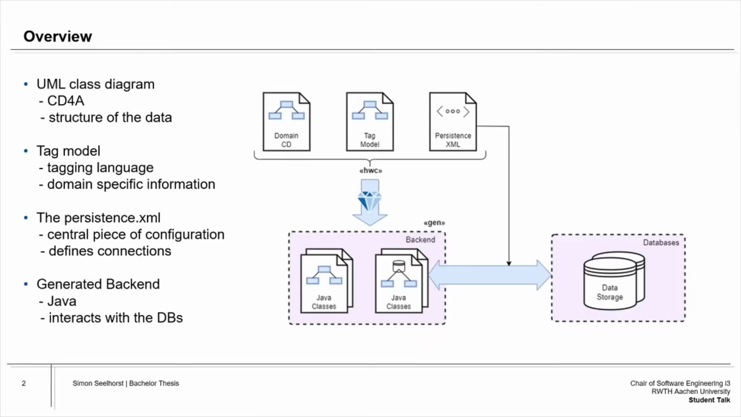But first let's begin with an overview. We see that we only consider the backend which MontiGem generates, and for this backend we take 3 inputs, and from these 3 inputs we generate the backend which then interacts with the databases. So the aim is that the backend should be capable of interacting with multiple databases.